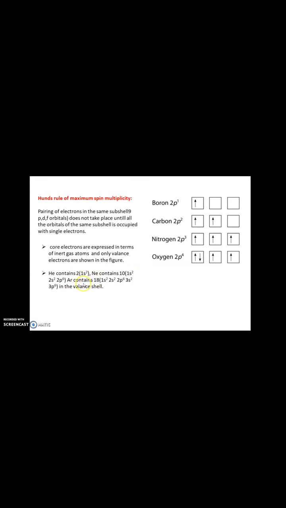Argon contains 18 electrons. 1s2, 2s2, 2p6, then 3s2, 3p6. After 2p, the 3s orbital will be filled up, and then 3p. So 2 plus 2, 4 plus 6, 10 plus 2, 12 plus 6, 18 electrons in argon. So these electrons are filled up in this way. Clear?